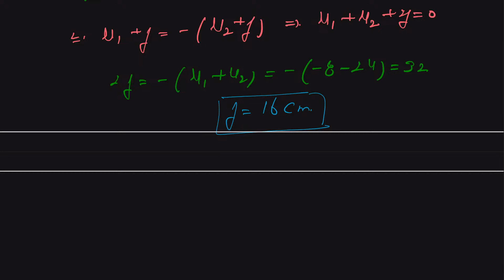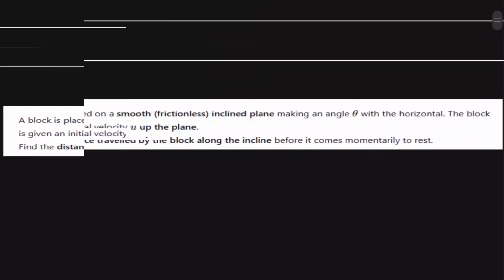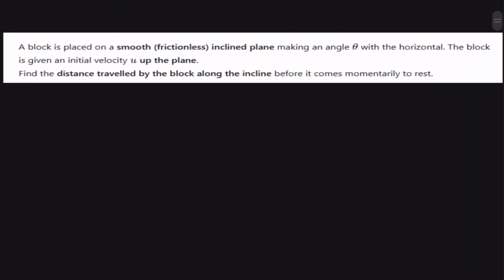So this was our first question. Second question, it states that a block is placed on a smooth frictionless inclined plane making angle of theta with the horizontal. The block is given an initial velocity u up the inclined plane. Find the distance traveled by the block along the incline before it comes momentarily at rest.